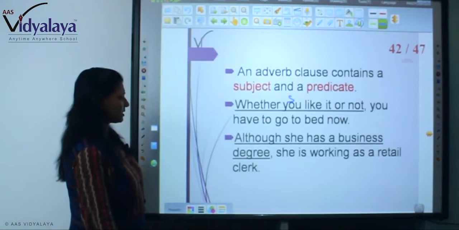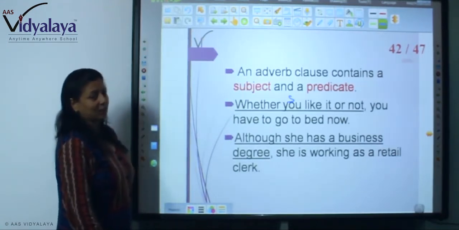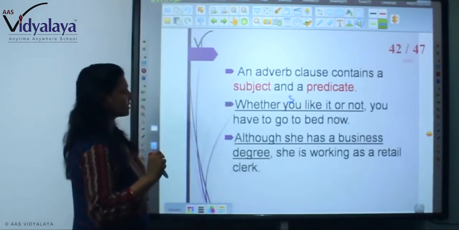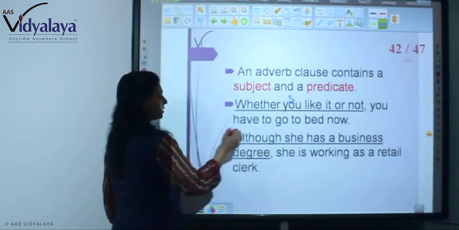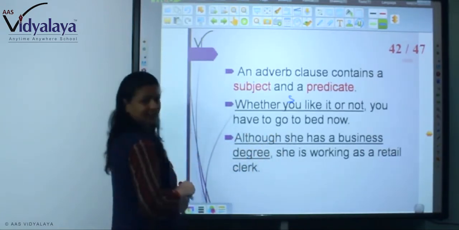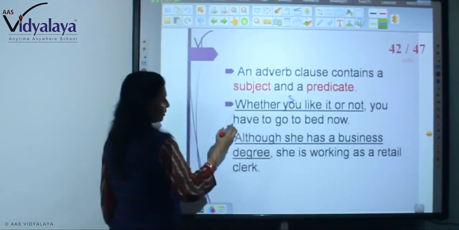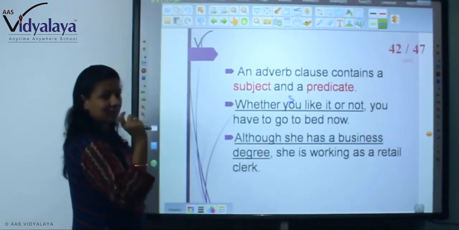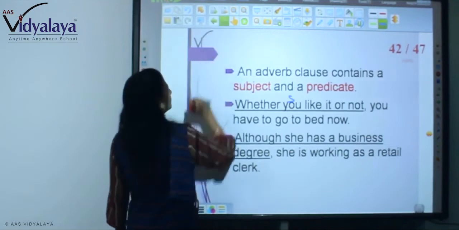Although she has a business degree, she is working as a retail clerk. So here we are saying an adverb clause contains a subject and predicate. She has a business degree, right? She is the subject, has is the verb, and from has to degree is the predicate. So you are seeing an adverb clause has subject and predicate.